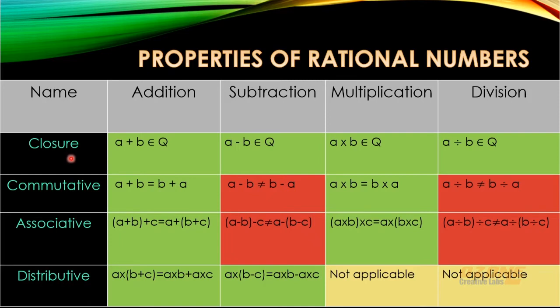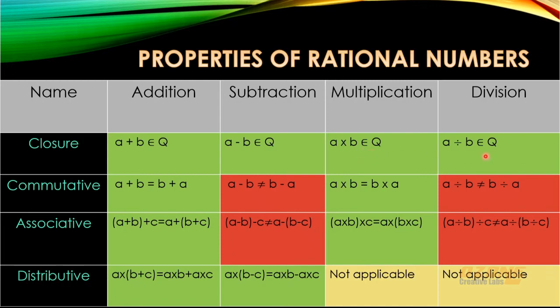Closure property for addition. The closure property of addition is like this: if a and b are two rational numbers, then if we add both the numbers, the answer also will be a rational number. That is, a plus b also will be a rational number. In the same way in subtraction also, if a and b are two rational numbers, if we subtract them, the answer also will be a rational number. Multiplication, a into b also will be a rational number if a and b are rational numbers.